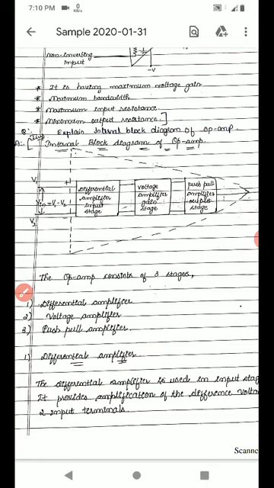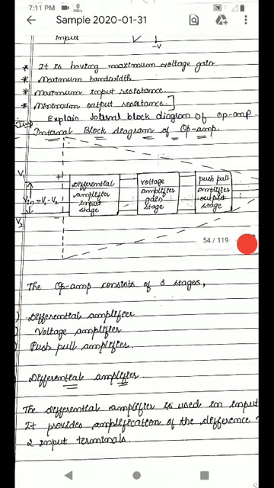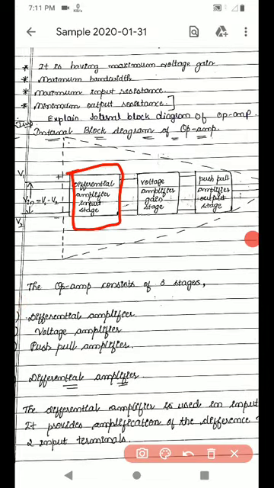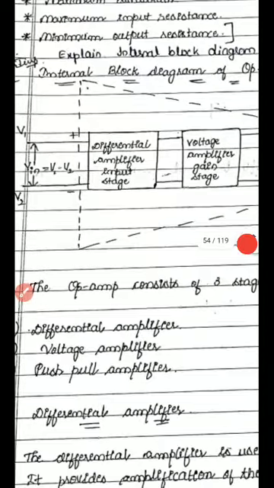Coming to this block diagram, it mainly has three blocks. The first one is the differential amplifier, that is the input stage. The second one is the voltage amplifier gain stage. The last one is the push pull amplifier output stage. Let's see the first one, the differential amplifier input stage.